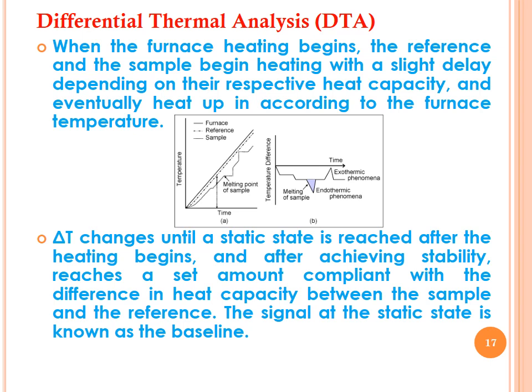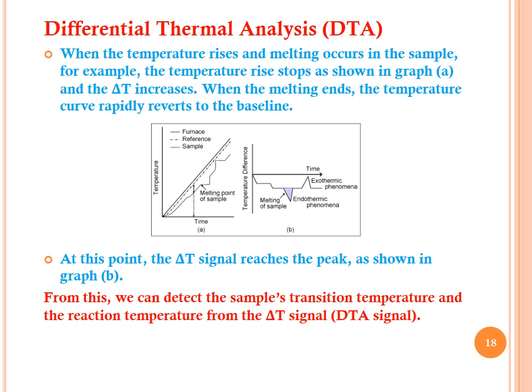You can see from the figure the difference of two lines between the sample and reference temperatures. When the temperature rises and melting occurs in the sample, for example, the temperature rise starts as shown in figure A, and the delta T increases. This arrow shows the melting point of the sample. When the melting ends, the temperature curve rapidly reverts to the baseline. For a moment it comes to the baseline, then again it rises up. At that point the delta T signal reaches the peak as shown in figure B.